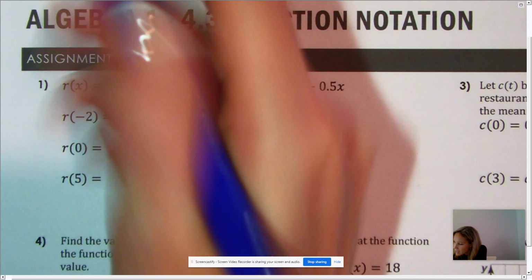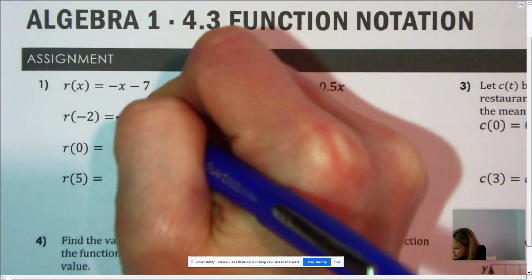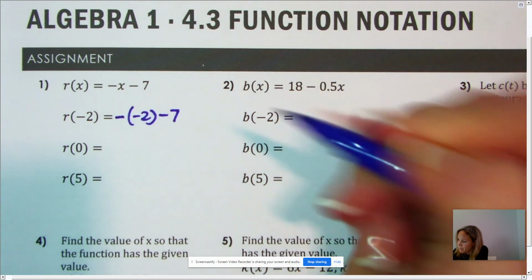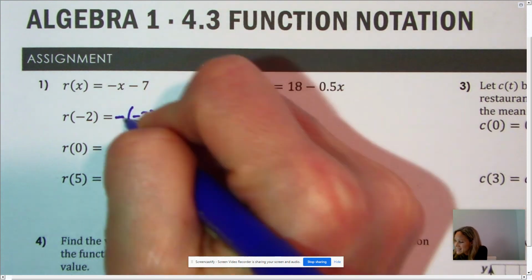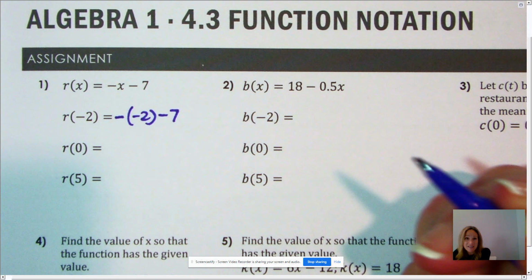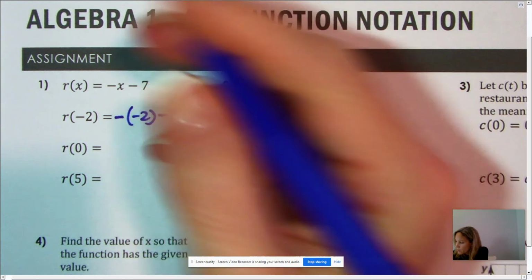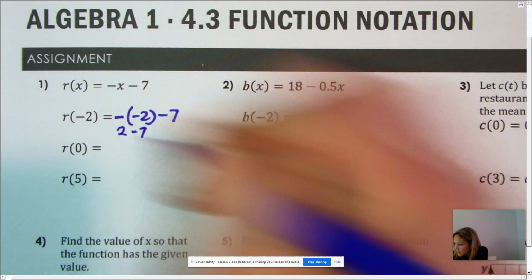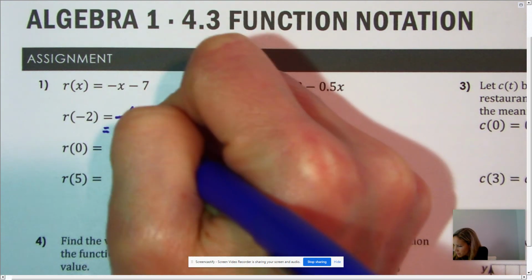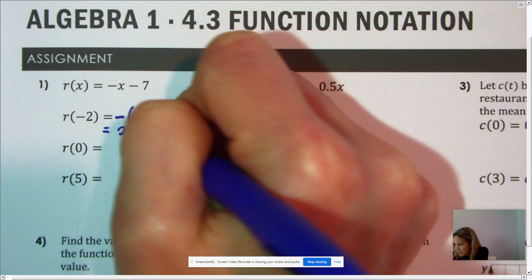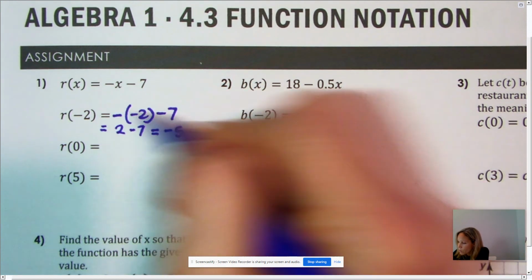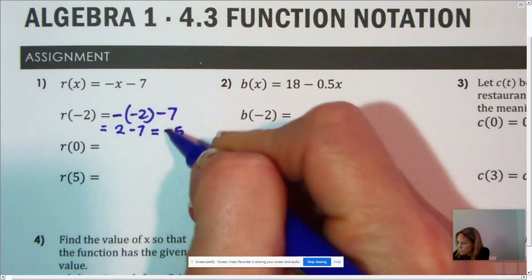So I'm going to copy down this negative. Then I'm going to put parentheses where the x is. I'm going to put a -2. And then I'm going to copy the -7. Okay, so minus a negative is the same thing as having a +2. Okay, so I have 2, and then I've got -7, and then 2 minus 7. I'm going to write my answer over here to the side, even though normally we like to write it straight underneath. So r of -2 would equal -5.